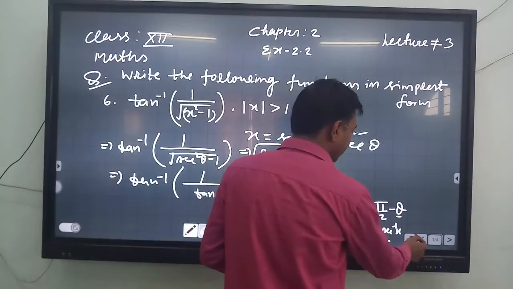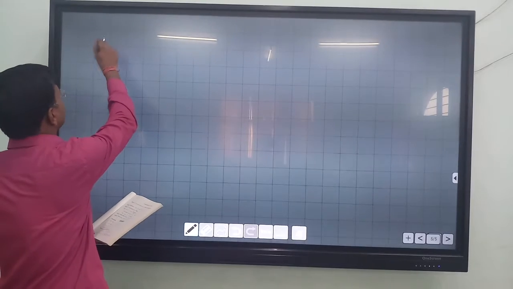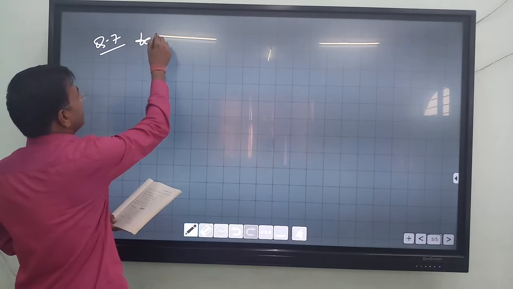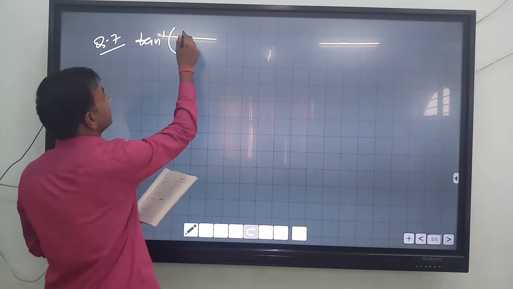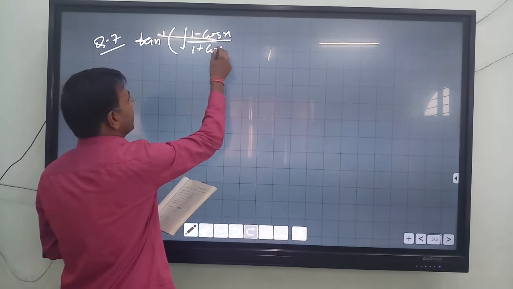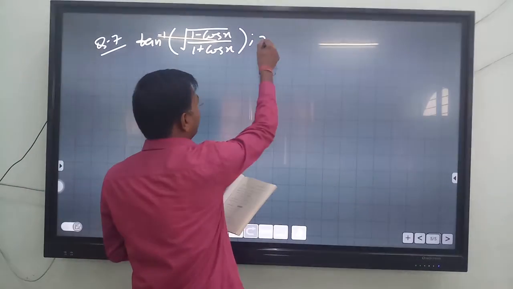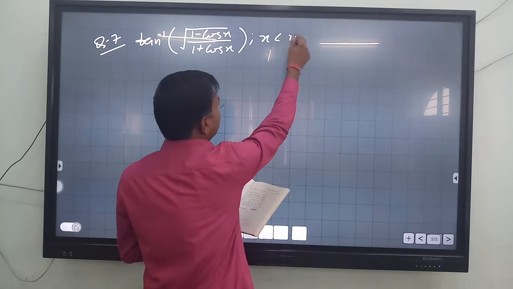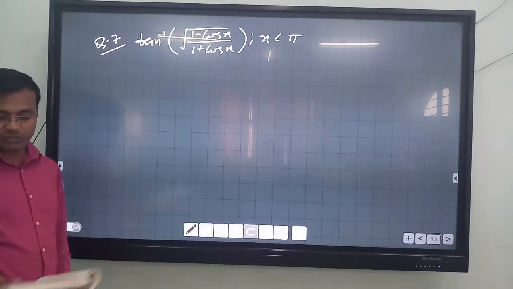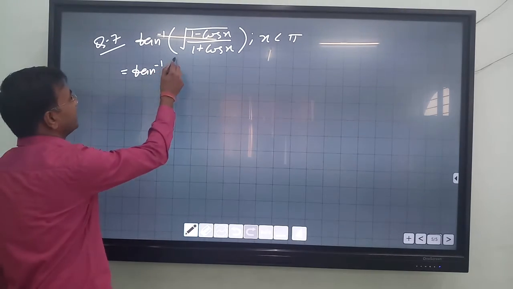Now let's solve question number 7. In all these questions we have to simplify the terms and get the simplest form. So we have to use trigonometric identities studied in class 11th. Chapter 3 you must revise, that is, all the identities which were already taught in class 11th. So tan inverse under root 1 minus cos x upon under root of 1 plus cos x. In the same question we have to simplify this.